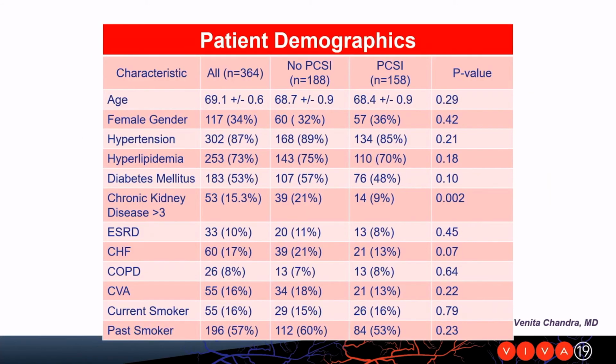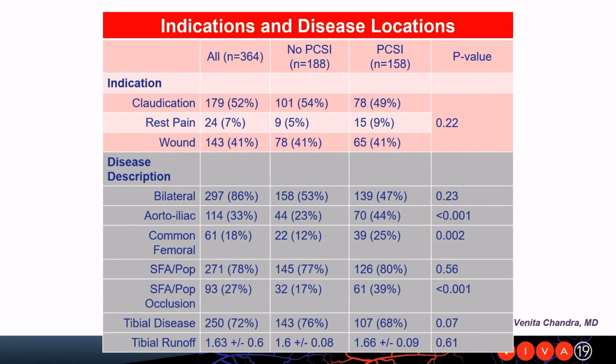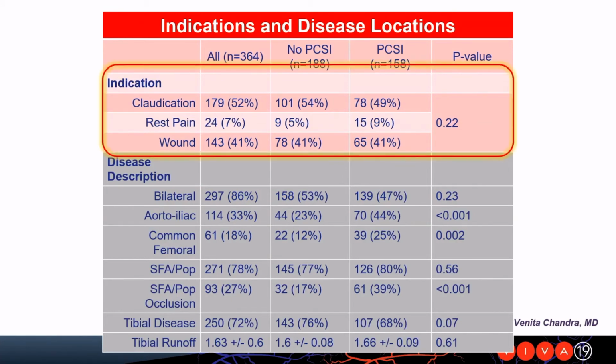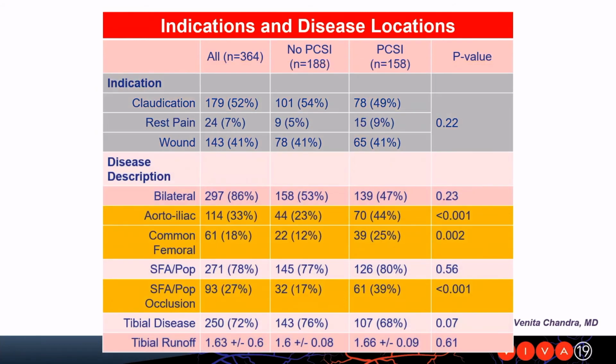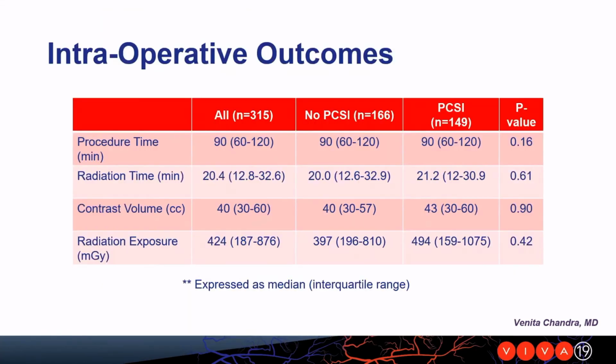These are our patient demographics, as you can see here. They were really pretty similar, except for, not surprisingly, a higher level of chronic kidney disease in patients without pre-procedural cross-sectional imaging. Indications also didn't differ. Their indications being claudication or rest pain or wounds were no different between patients who received pre-procedural cross-sectional imaging, but the disease distribution did differ, as you would expect. Aortoiliac or common femoral disease was more commonly pre-procedurally imaged, as were patients with SFA and POP occlusions.